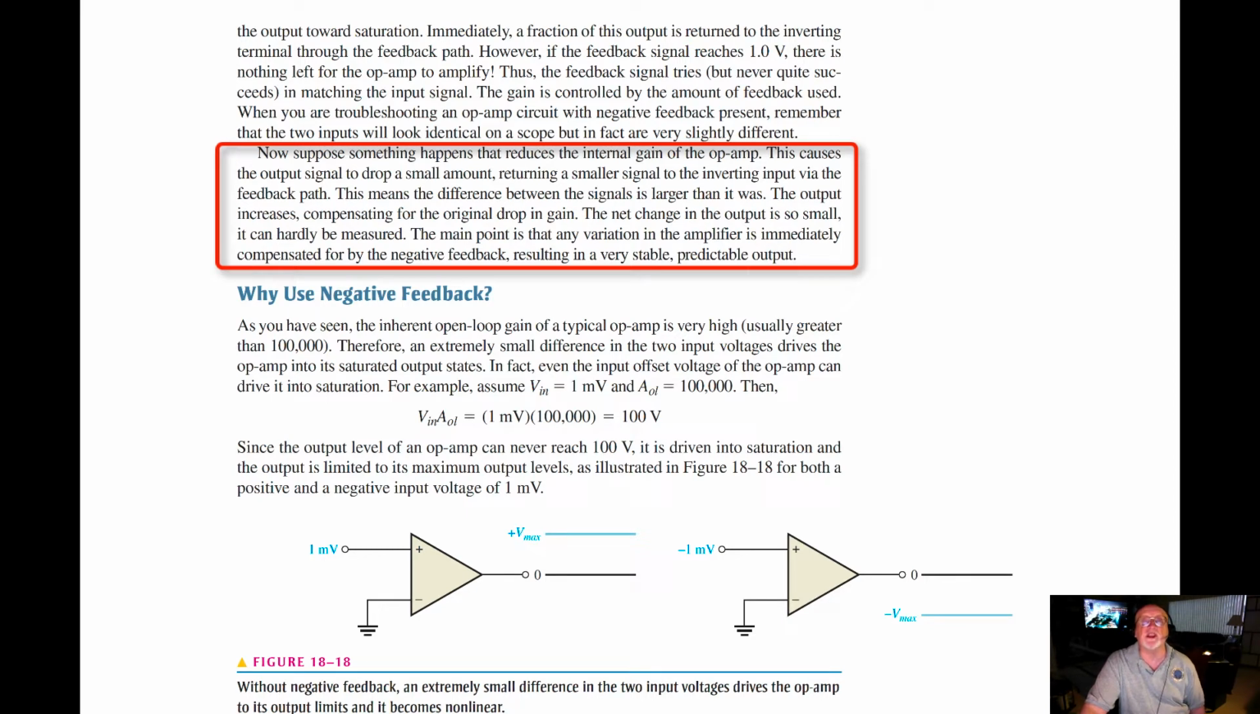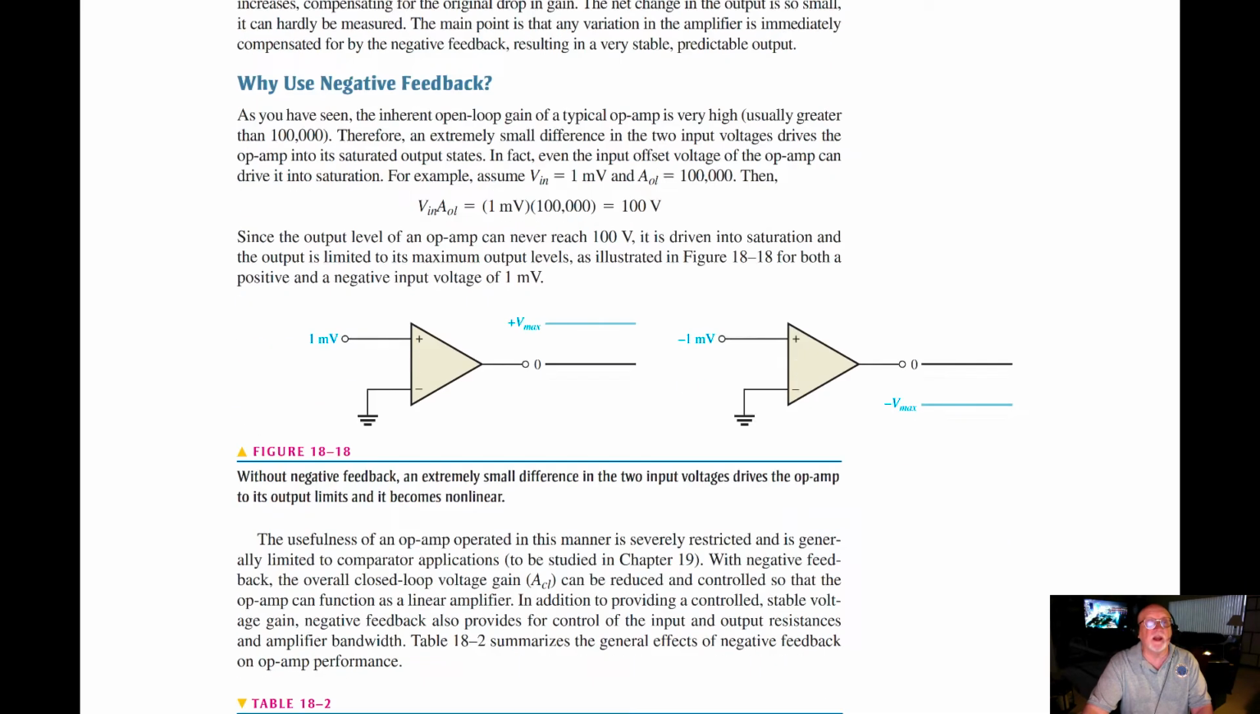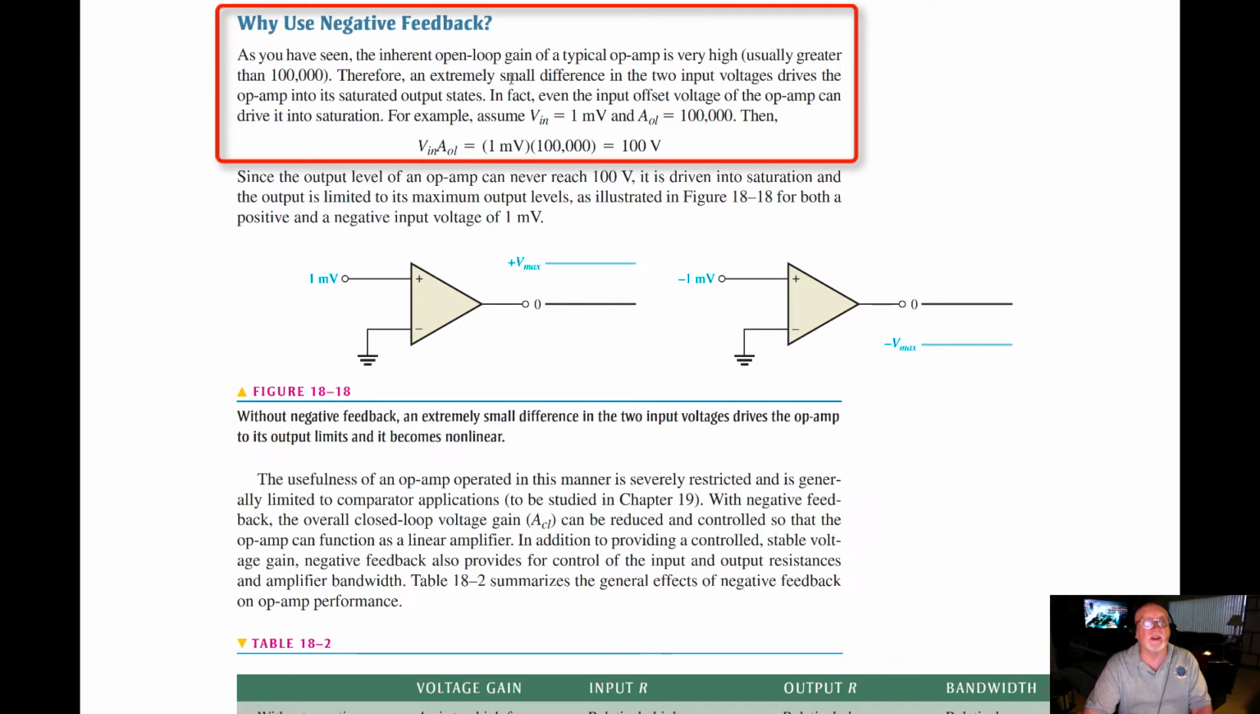The net change in the output is so small it can hardly be measured. The main point is that any variation in the amplifier is immediately compensated for by the negative feedback, resulting in a very stable and predictable output. Okay, so there's the explanation. The next section goes into why use negative feedback. Go ahead and take a look at that.